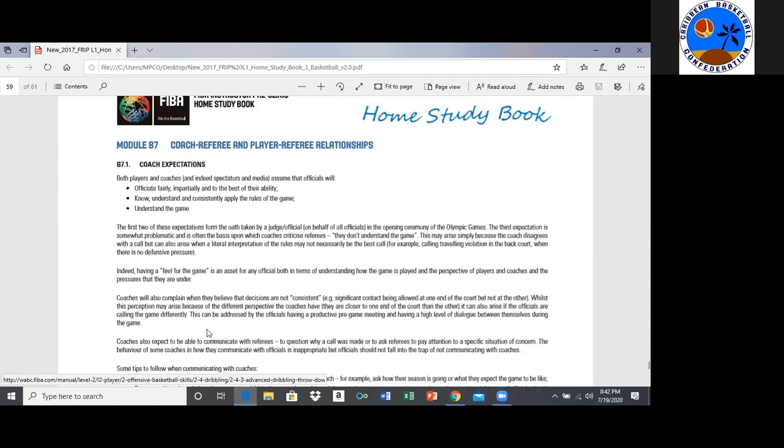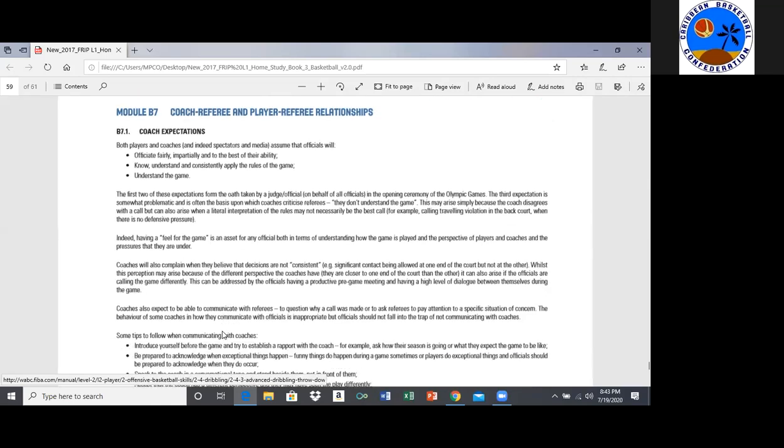This can be addressed by the officials having a productive pregame meeting and having a high level of dialogue between themselves during the game. During dead ball situations, during timeout situations, officials get together and have an in-game conference. That's something perhaps we need to develop as a new concept, the in-game conference. And that is very important to coaches. Sometimes when coaches see referees having these in-game conferences, it tends to build a little bit more acceptance of them because they're saying, oh yeah, they saw that play. That's what they're discussing right now, right?